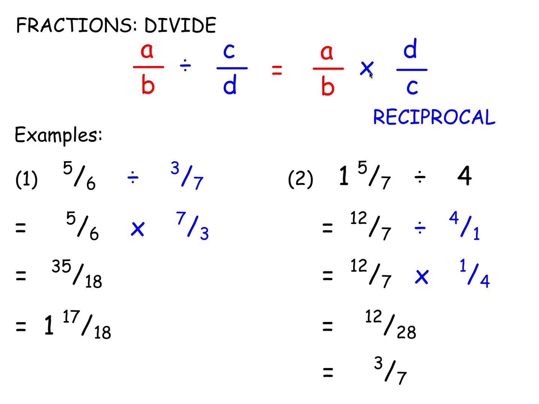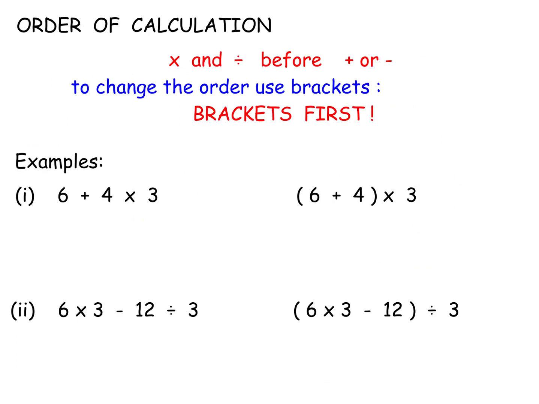So division changes to multiplication by the fraction flipped upside down. The other fraction stays as it is. And if you get mixed numbers, go top heavy first, then change the division to multiplication by the reciprocal. So that's the 4 operations: add, subtract, multiply, divide.